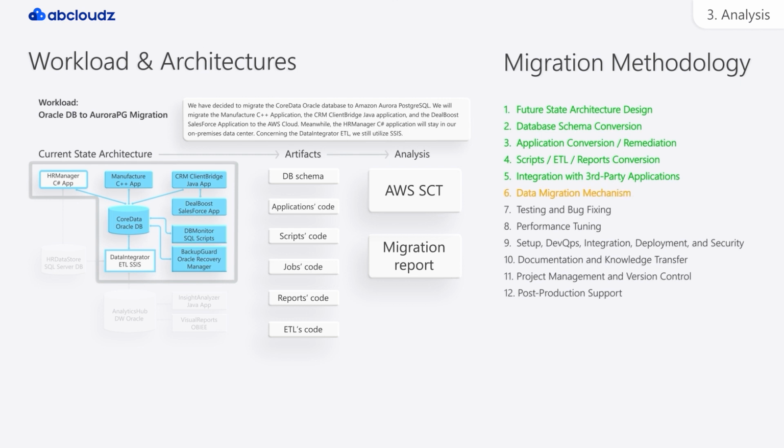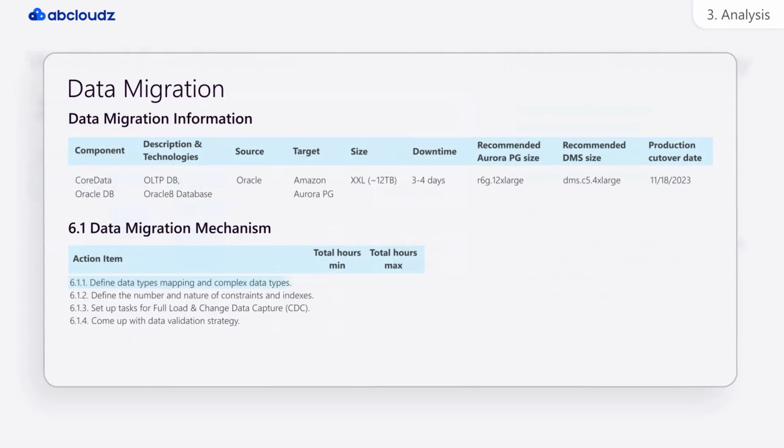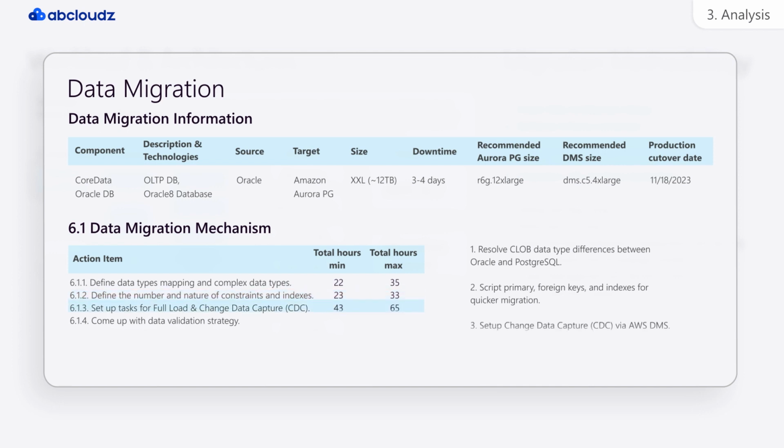During the sixth step, we explore the collected artifacts for data migration. We design a data migration approach using the following steps. Resolve CLOB data type differences between Oracle and PostgreSQL. Script primary, foreign keys, and indexes for quicker migration. Set up change data capture via AWS DMS. Plan data validation approach.